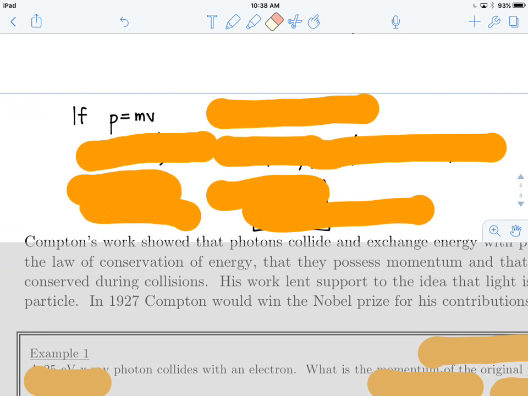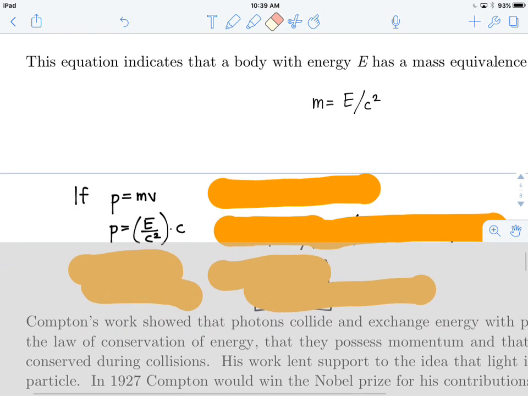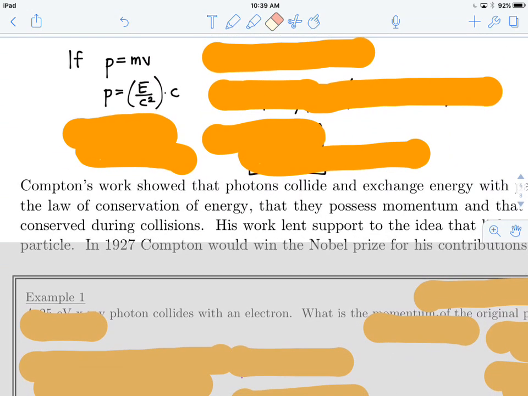But now we're going to use Einstein's result, and we're going to say, wait a second, mass is equal to E divided by c squared. So we've simply taken this formula and we've put it here. If we simplify this, we get that momentum is equal to E over c, so energy divided by the speed of light.